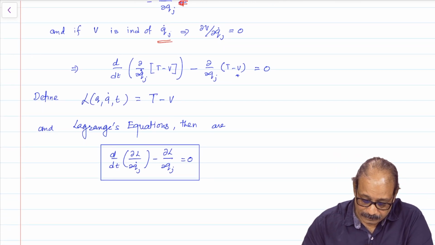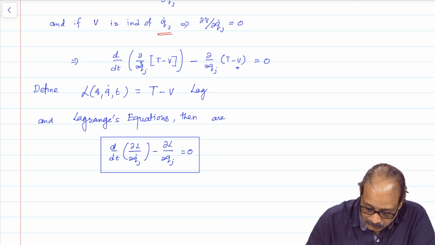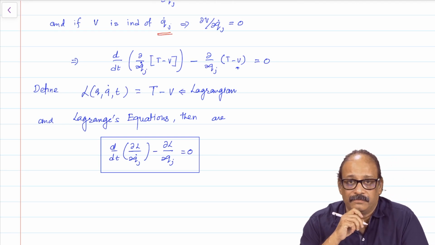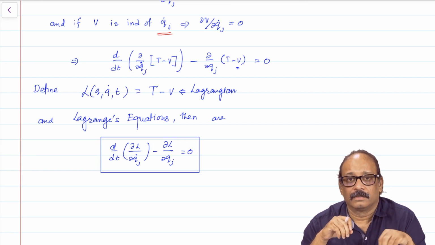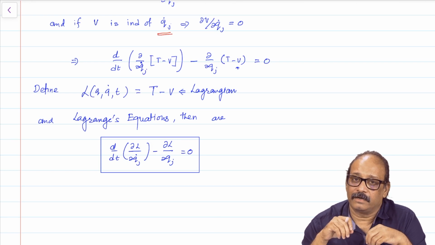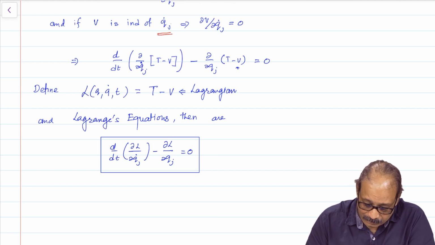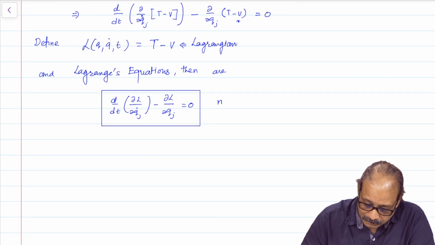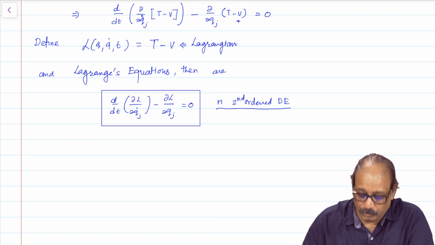Okay. So, I will now define a new quantity called the Lagrangian. This Lagrangian is defined as T minus V, and this of course will be a function of all the generalized coordinates q, all the generalized velocities q dot, and also may depend on time t. And then given this Lagrangian, I have Lagrange's equations, which are n second order differential equations. These are our equations of motion.